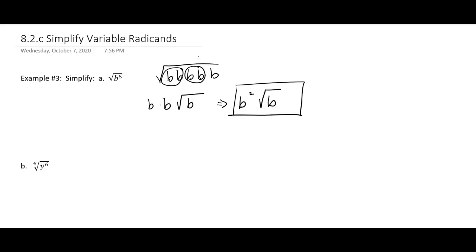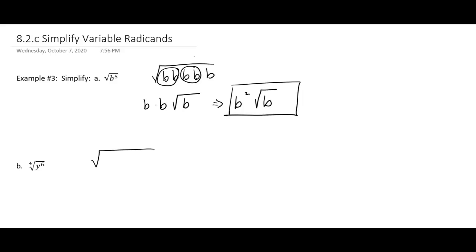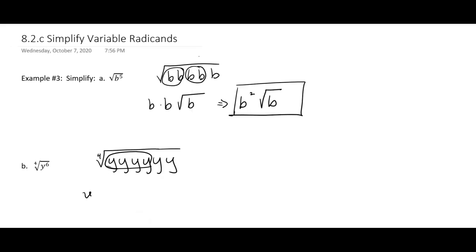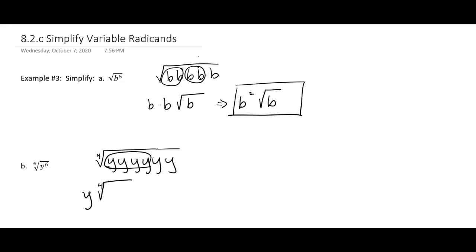It says the fourth root of y to the sixth. How many y's is that? Six. So 4 of them make a group that gets out. So you put y outside, and then you have y squared left on the inside. Okay? But here's the thing. You don't know if y is positive or negative, so we have to put absolute value around that y that came out, because we need it to be positive.